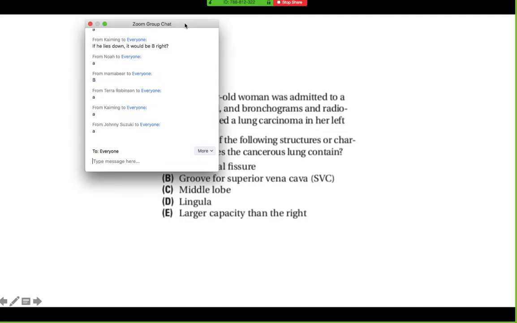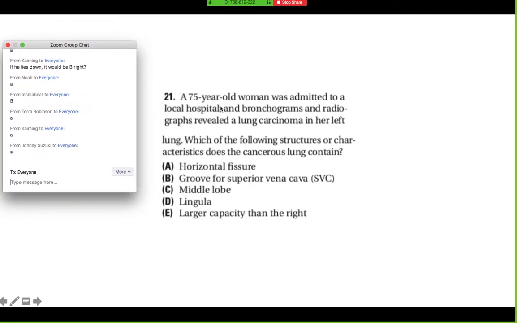Okay, so another question. A 75-year-old woman was admitted to a local hospital, and bronchograms and radiographs reveal a lung carcinoma in her left lung. Which of the following structures or characteristics does the cancerous lung contain? Yep, so I think everyone's got that one down. So lingula is on the left lung.